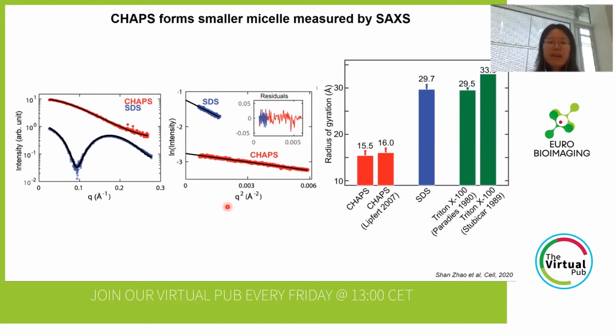To prove our hypothesis, first we check the micelle size using the small angle X-ray scattering method. And from the data, especially the radius of gyration of the micelle, we can see that SHAPS forms much smaller micelles compared to SDS and Triton.